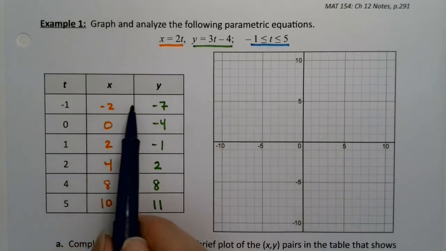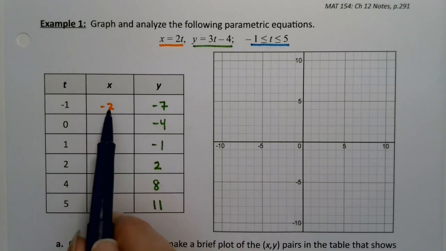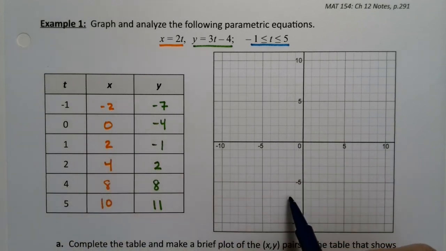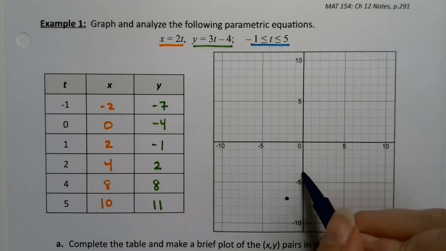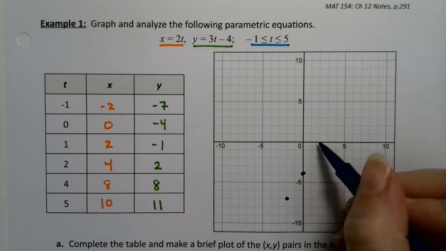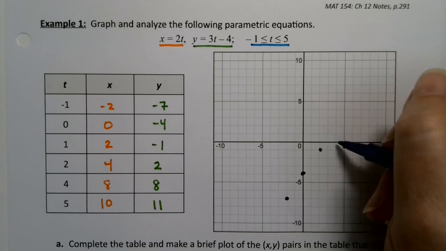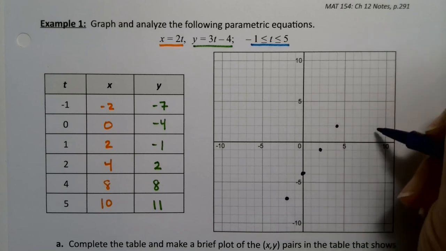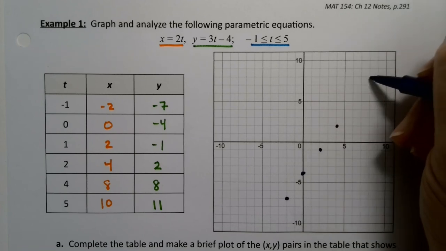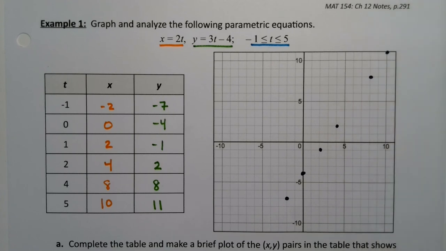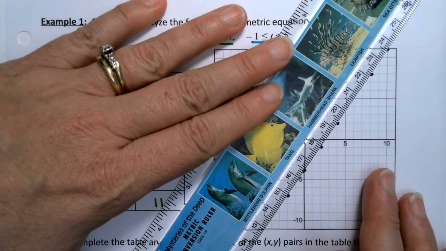So here, when t was equal to -1, I can graph the point (-2, -7), which is over here. Then (0, -4), (2, -1), (4, 2), (8, 8), which is right here, and (10, 11), which is right here. So I have almost every point, all the whole number points there.